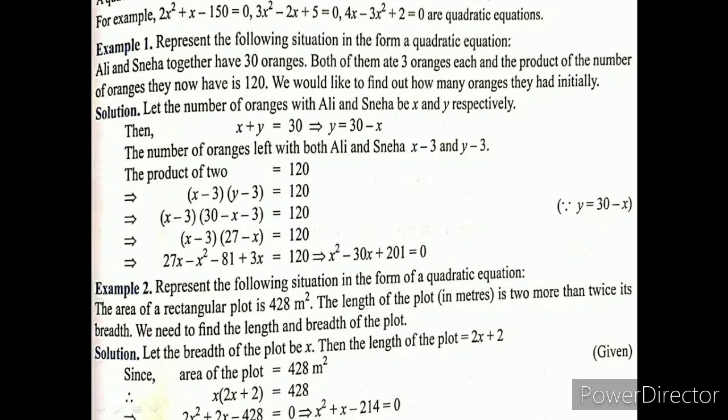And then they convert y in the form of x. The other way was, since the sum of the oranges was 30, if one person has x oranges, the other will have 30 minus x, and then we will find the product directly and come to the conclusion that the equation will be x square minus 30x plus 216 equal to 0.